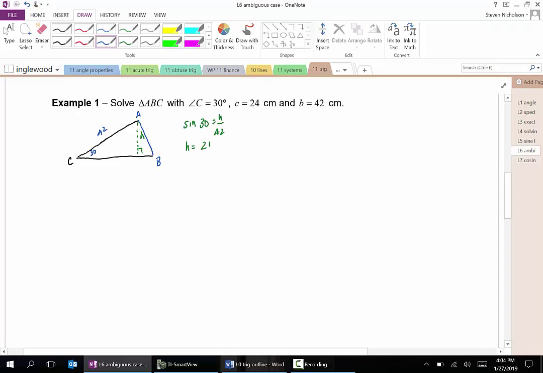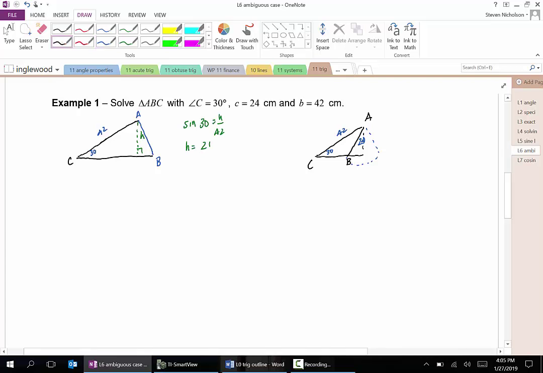If the height is 21, then the only way I can make a triangle is to swing AB to the right. But I also want you to realize you could swing AB to the left. So again, this is going to be our height. This is angle C, and angle C is 30. And this is 42. And we know the height is 21. But we can imagine swinging this to the other side. And if we did that, we would have this triangle right there, and that triangle would have this angle, and this side would be 24, just like the first one.